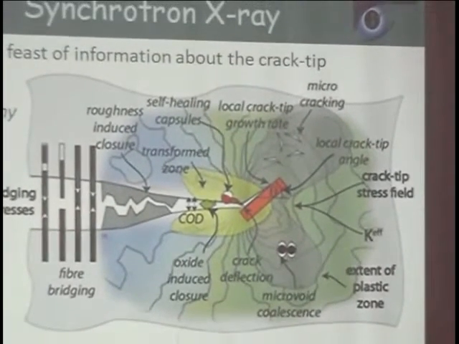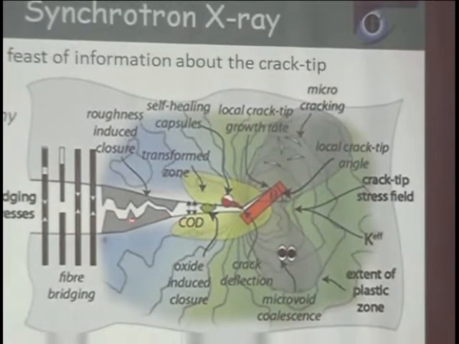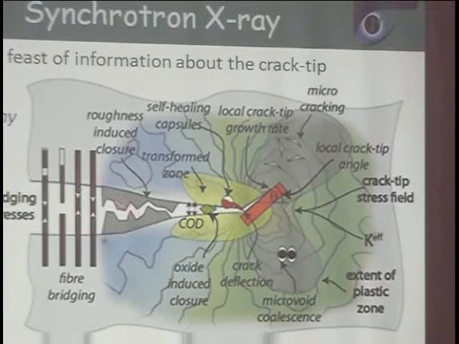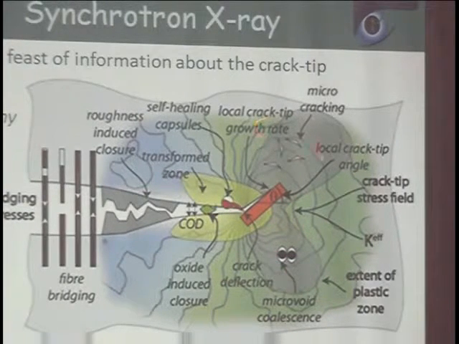by using broadening. And then you can use imaging as well, under certain circumstances, to look at closure that's occurring in front of the crack, to look at any debris that's left behind, to look at any voids or failures, to look at micro-cracking, to look at crack tip deflection, and even if you've got self-healing, to look at the healing mechanisms that are taking place at the crack tip.